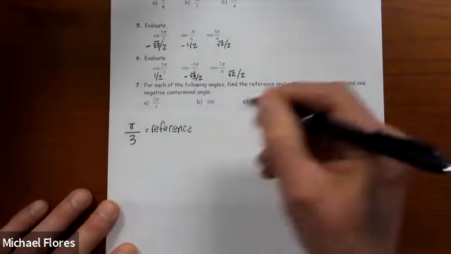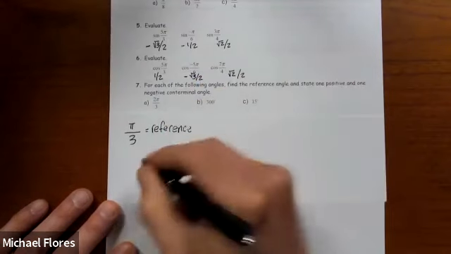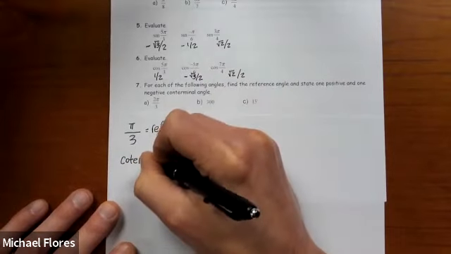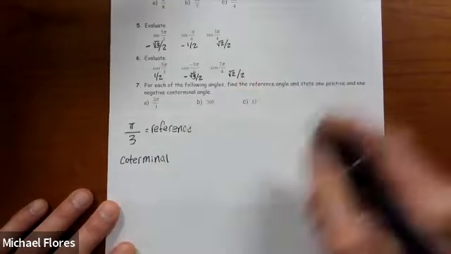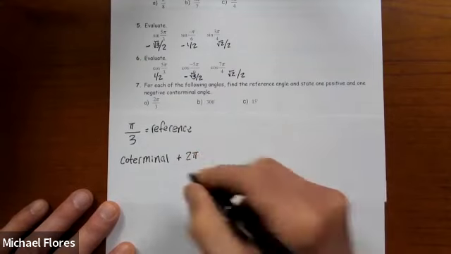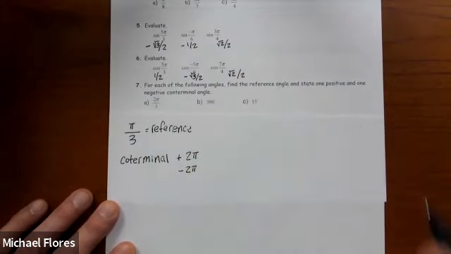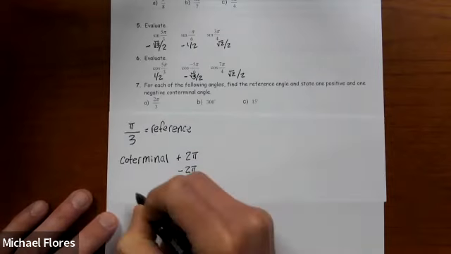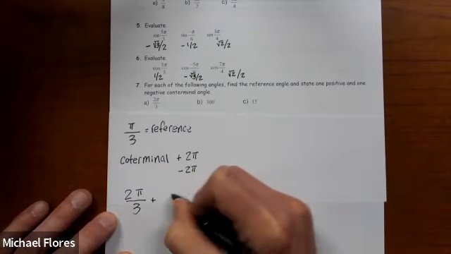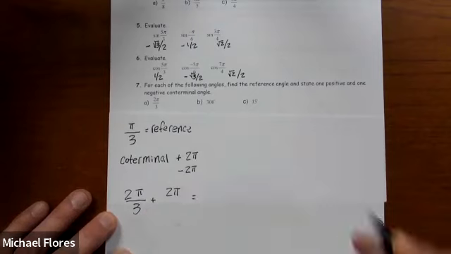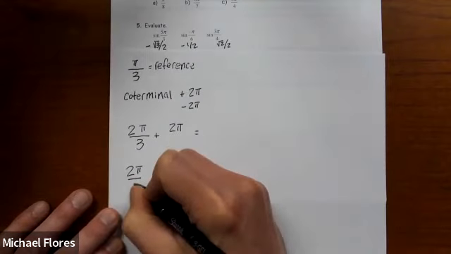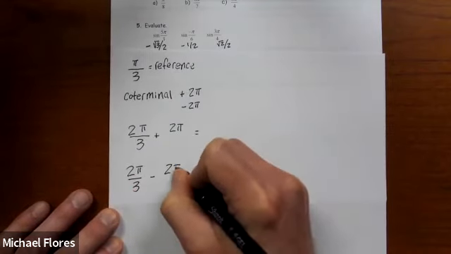In order to find coterminal, I just noticed a misspelling. Conterminal? No, it's supposed to be coterminal. If it's in radians, you're going to either add 2 pi to your radians, or subtract 2 pi from your radians. So in order to find the positive coterminal, we would do 2 pi over 3 plus 2 pi. That would give us our positive. To find the negative coterminal, take 2 pi over 3 and subtract 2 pi.